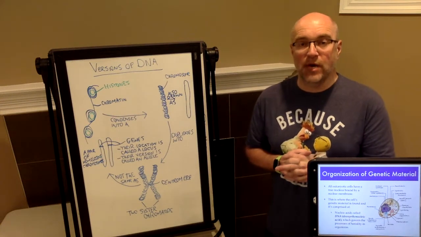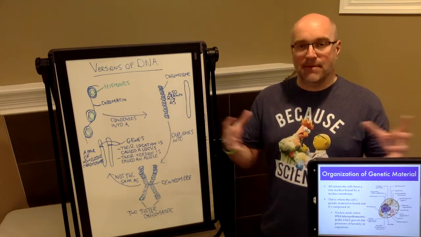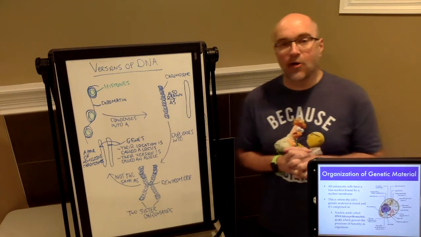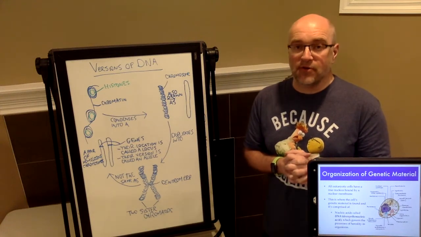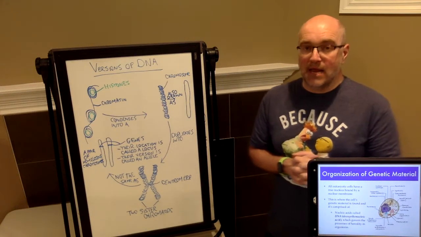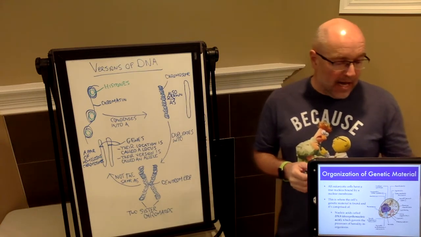And then at that point, the genetic material gets divided amongst the two cells, or if it's meiosis, the four cells that form at the end of the division.